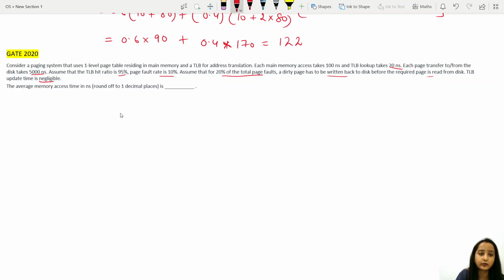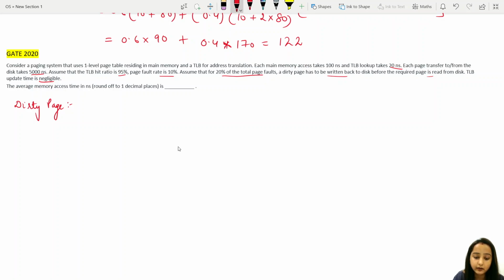So for this you have to know the concept of what a dirty page is. Sometimes a page is replaced or a page is modified, that is called a dirty page. So a backup of all the data which is modified is done from the main memory to the disk. Okay, so that is the dirty page.